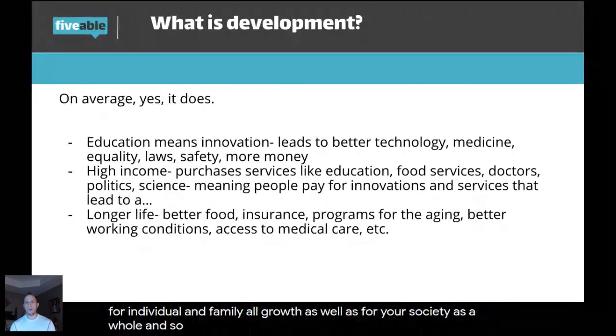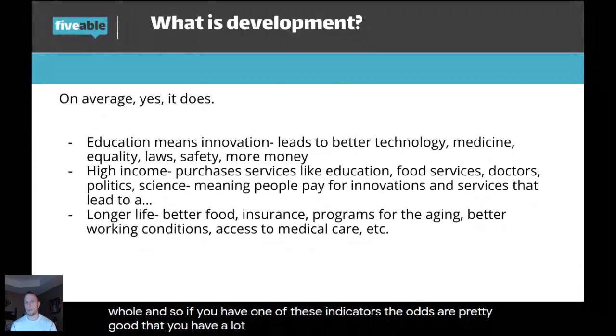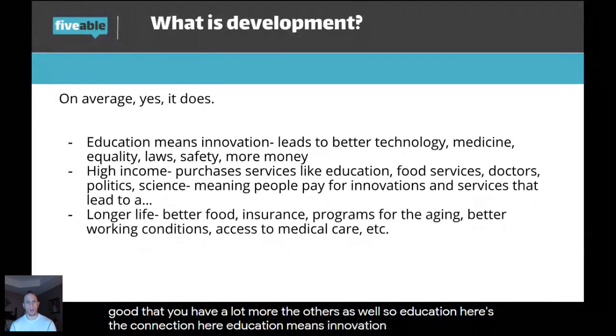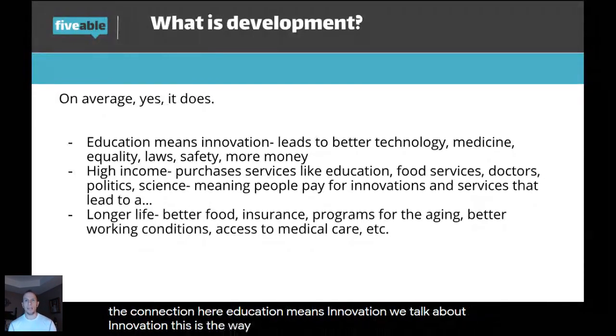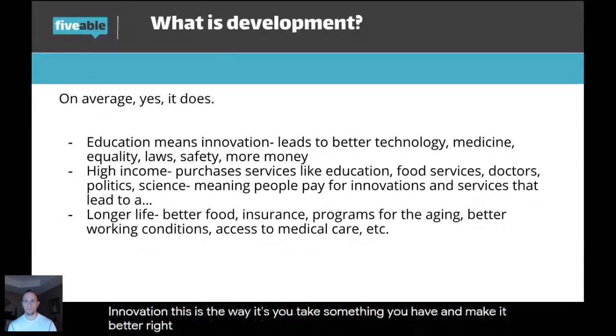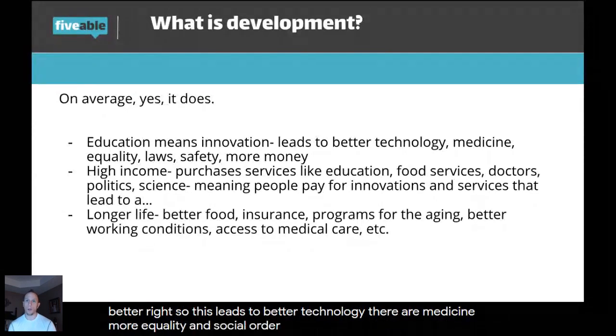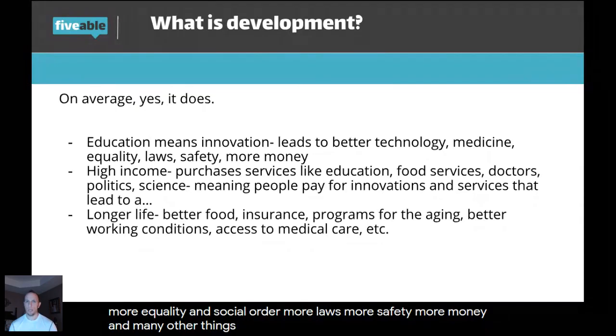And so if you have one of these indicators, the odds are pretty good that you have a lot more of the others as well. So education, here's the connection. Education means innovation. When we talk about innovation, this is the way that you take something you have and make it better, right? So this leads to better technology, better medicine, more equality and social order, more laws, more safety, more money, and many other things you can put in there.